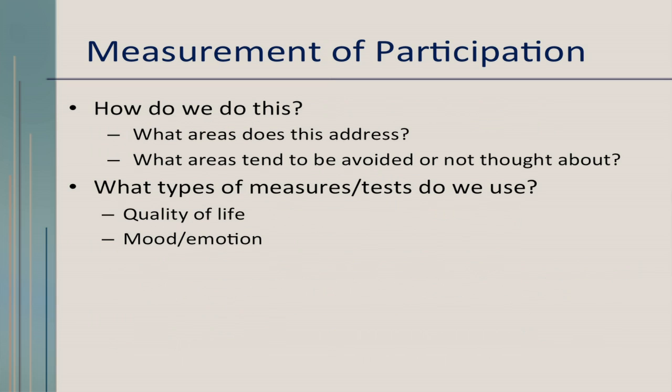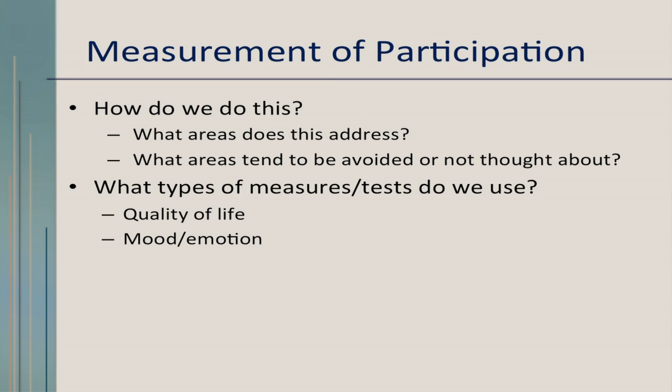Measurement of participation. So how do we do this, and what areas does this address? What areas might be avoided or not thought about? So this is where we get into things such as quality of life, burden of care. We can also think about mood and emotions, so such things as depression and anxiety. So there are a variety of measures that we can use for this.